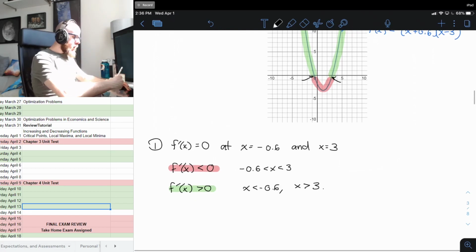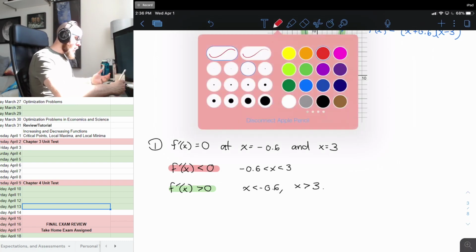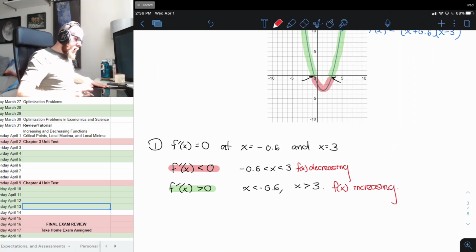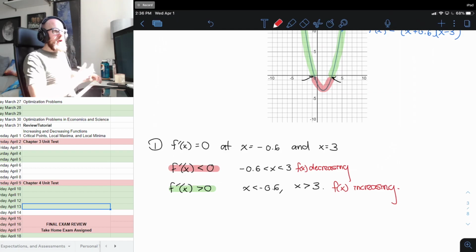So what this information tells me is where my original function is going to be decreasing. The function is going to be decreasing here. Decreasing. The function is increasing here. And then at negative 0.6 and at 3, the function is neither increasing nor decreasing.